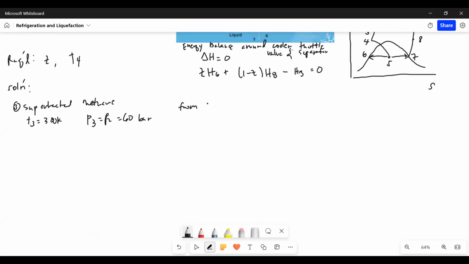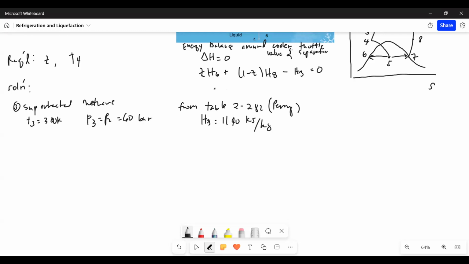Table 2-282, superheated, of Perry. This is in Perry. Anyway, if this will be asked in the exam, we will give you the necessary tables and diagrams. So H3 is 1140 kilojoules per kilogram. Okay. So we now have H3.